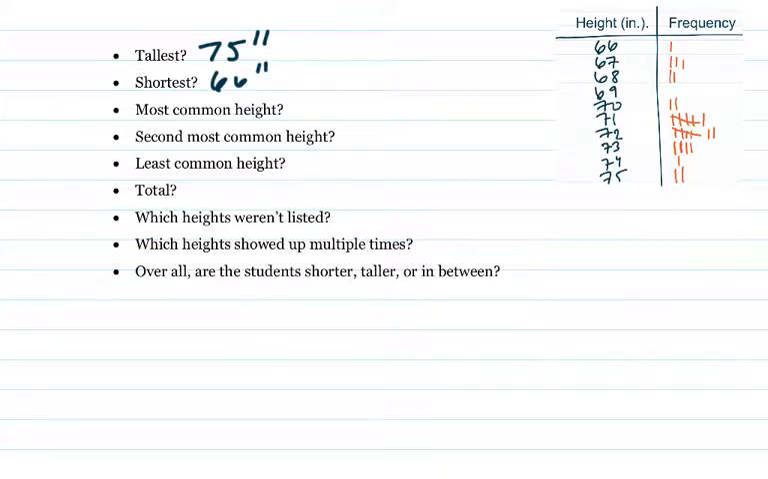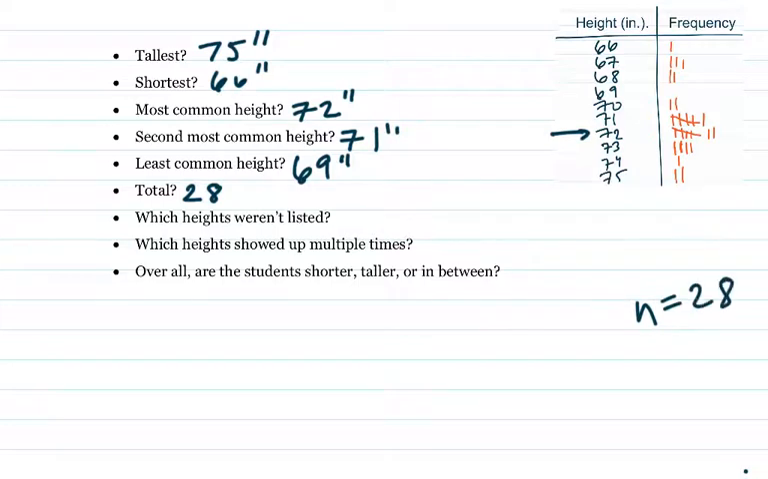The shortest height that we observed from these 28 students was 66 inches. What's the most common height? Well, that's the height that shows up the highest number of times, which is 72 inches. The second most common height would be the next highest value, which would be 71 inches. The least common height in this range would be 69 inches because nobody reported that height in this group. The total number of heights that we saw was 28. We added them up and saw that n was equal to 28.